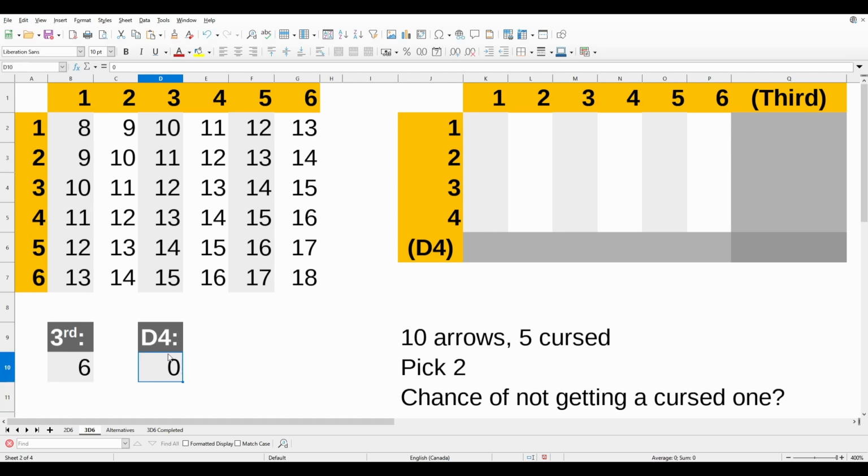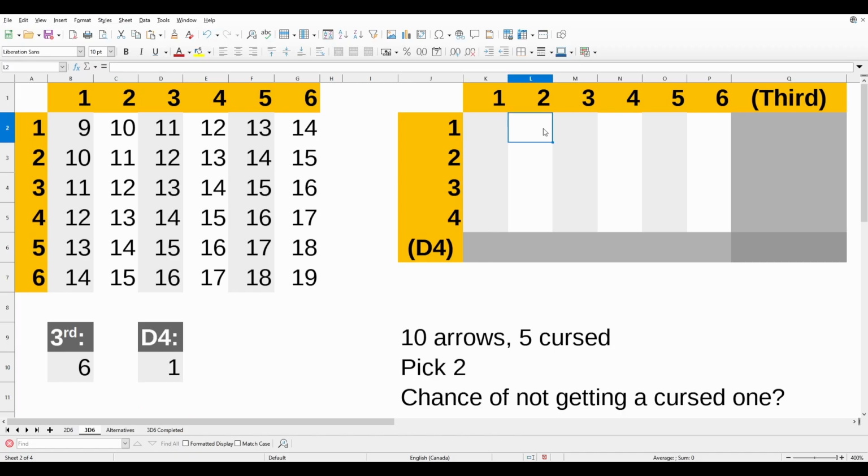But let's just start to fill out this table right here. So we're going to go through this cube. Let's say that we have D4 equal to 1. So on the top here, we're going to have 6, 7, 8, 9, 10. We're going to have 10 ways that we can get 16 or higher, given that the D4 is 1 and the third D6 is 6.